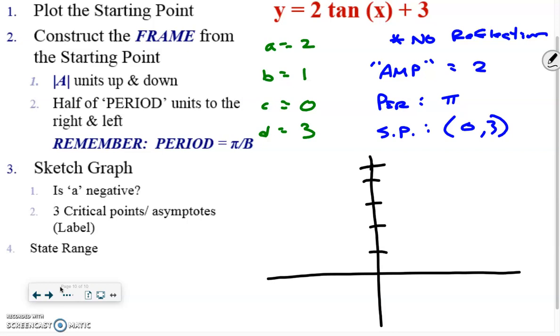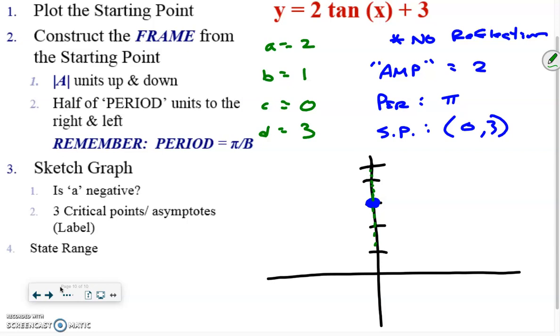Okay, so my starting point, we said, is at (0, 3). So there's the starting point. Now, we begin by drawing our amplitude, quote unquote. It's not real amplitude, but we usually go up the amplitude, down the amplitude. So what we're saying here is our quote unquote amplitude is 2. So for that reason, I'm going to move from the starting point up 2, down 2.